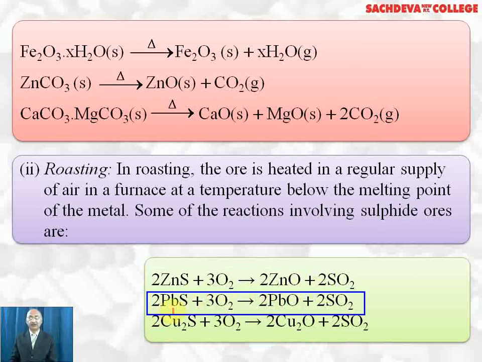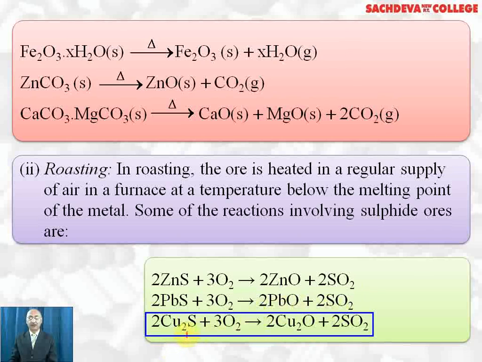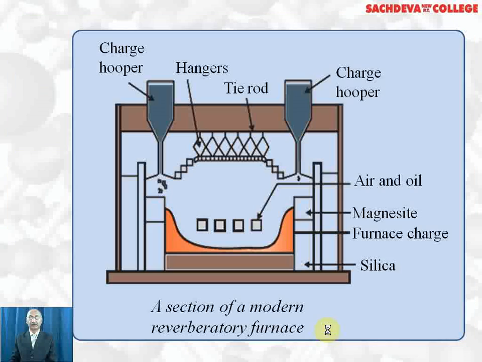Galena, which is the ore of lead, is also roasted. 2PbS plus 3O2 gives 2PbO plus 2SO2. Cuprous sulphide, which is called copper glance or chalcocite, when heated in the presence of oxygen, gives cuprous oxide plus sulfur dioxide. 2Cu2S plus 3O2 gives you 2Cu2O plus 2SO2.